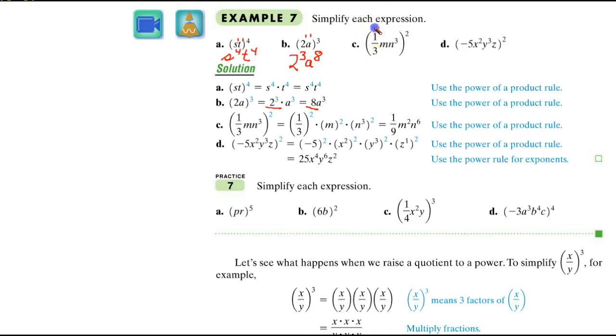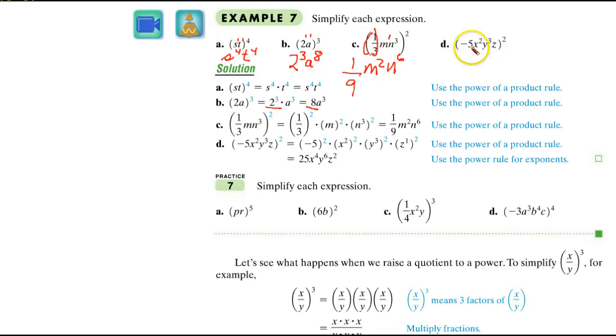This is going to be, again, sort of a 1/3 squared, which is 1/9. There's a 1 there that gives me an m squared, n to the 6th. 3 times 2 is 6.